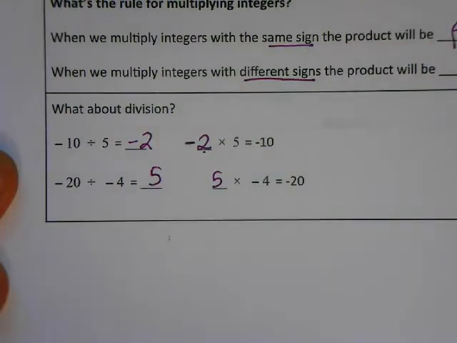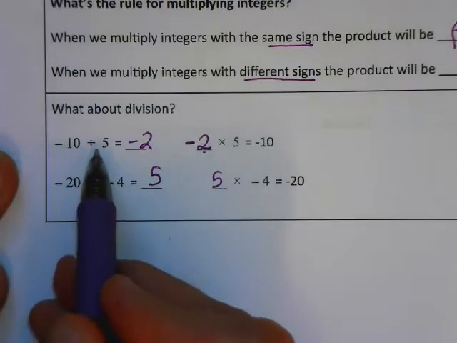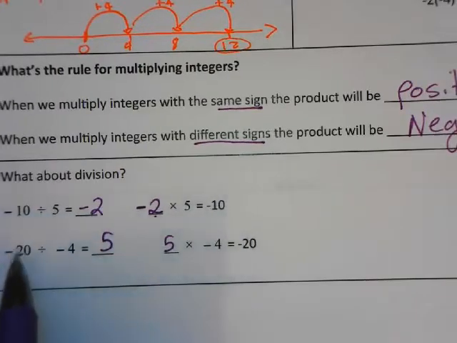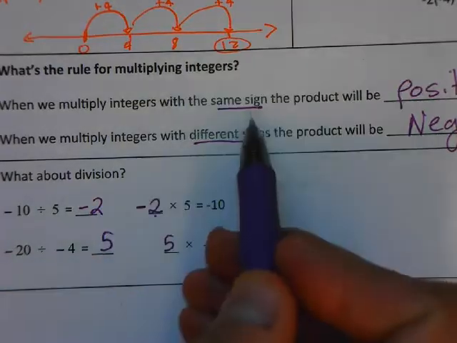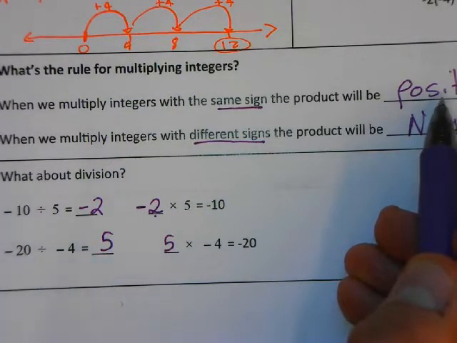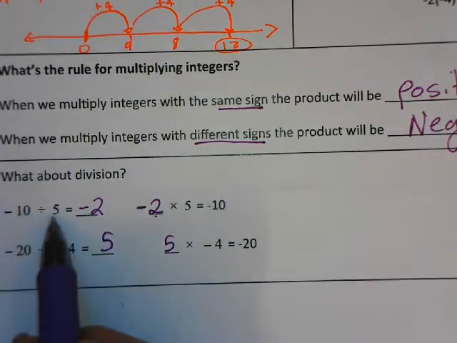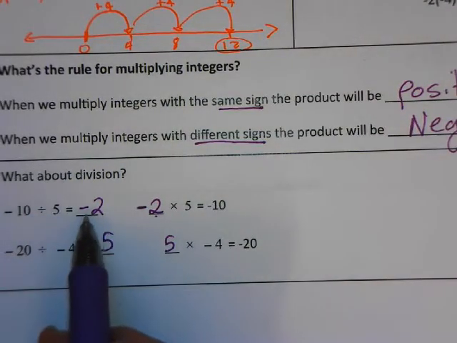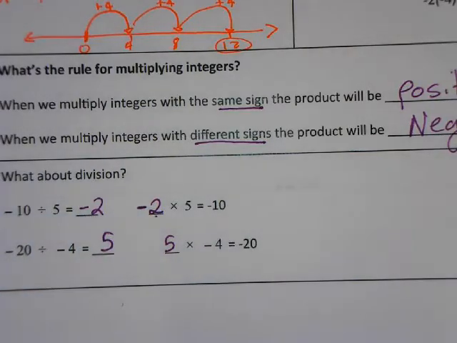So look, when we have a division problem where the signs are the same, the quotient is positive. When we have a division problem where the signs are different, the quotient is negative.